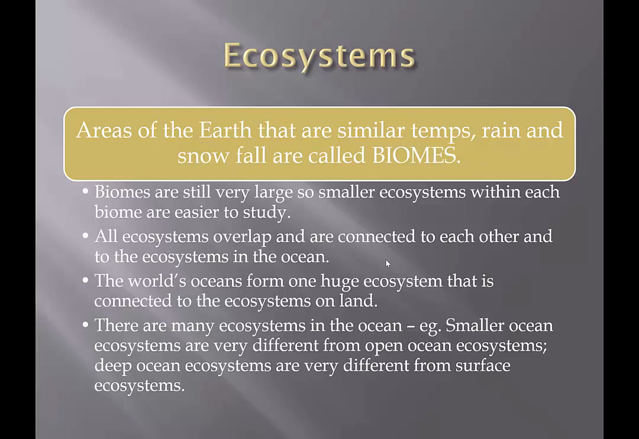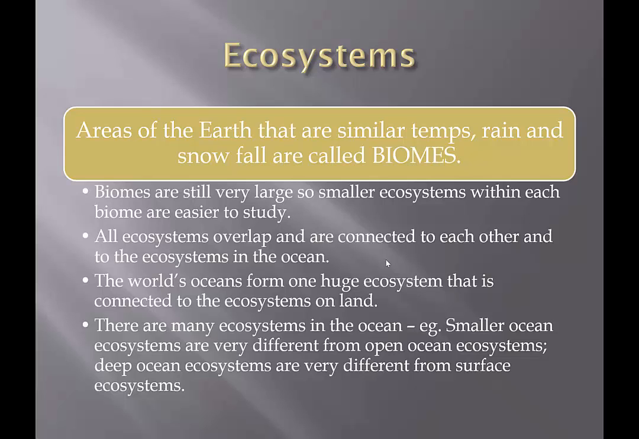We need to remember that because they're a series of interactions, an ecosystem doesn't start and end on a defined line. Okay, they all overlap each other and are connected to each other and interact with each other in some way. If we take the oceans, for example, the world's ocean is one huge ecosystem that is connected to all of the ecosystems on land. So the things that happen on land affect the ecosystems in the ocean. Animals like salmon that spend a lot of time in the ocean and then come back to spawn in our rivers are bringing those interactions and some of those things from the ocean back to the land, so they're still connected to one another.